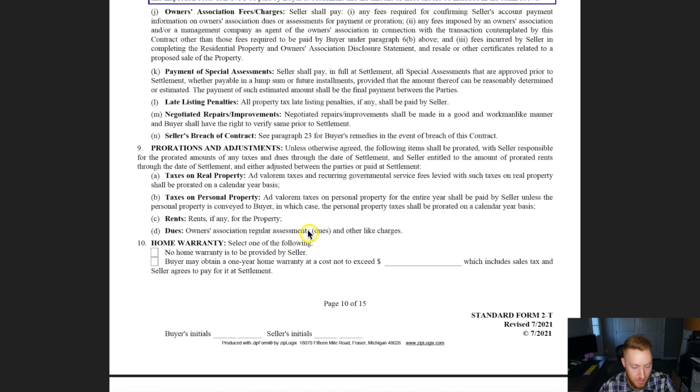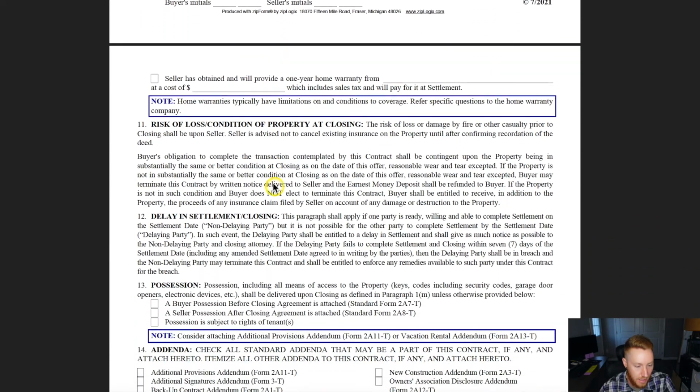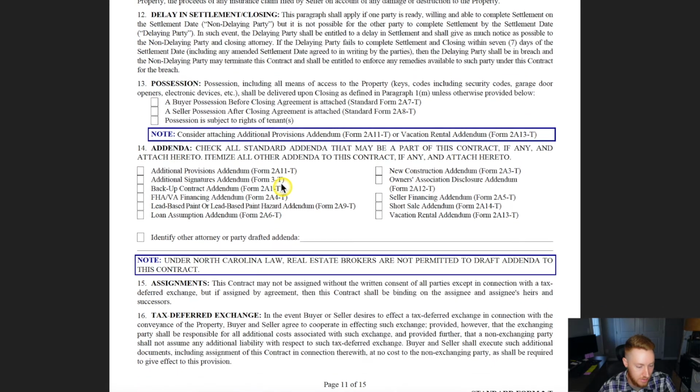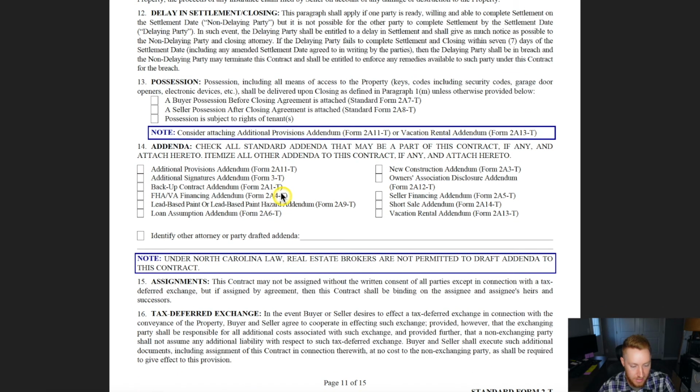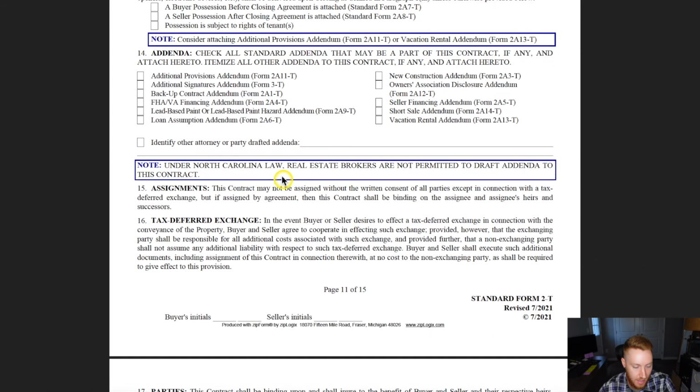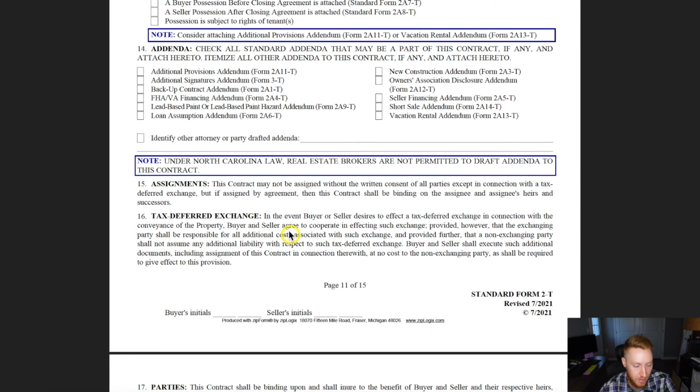If there is a home warranty being offered or you are requesting one, it would be checked here. These are also very uncommon in this market, but you are free to purchase your own home warranty before closing. Coming down to page 11, any other addendums to the property sale will be listed here, like any additional provisions if obtaining FHA or VA financing, or the lead-based paint hazard mentioned earlier, etc. This is typically not a tax-deferred exchange, however there would be additional documents including assignment of this contract if so.